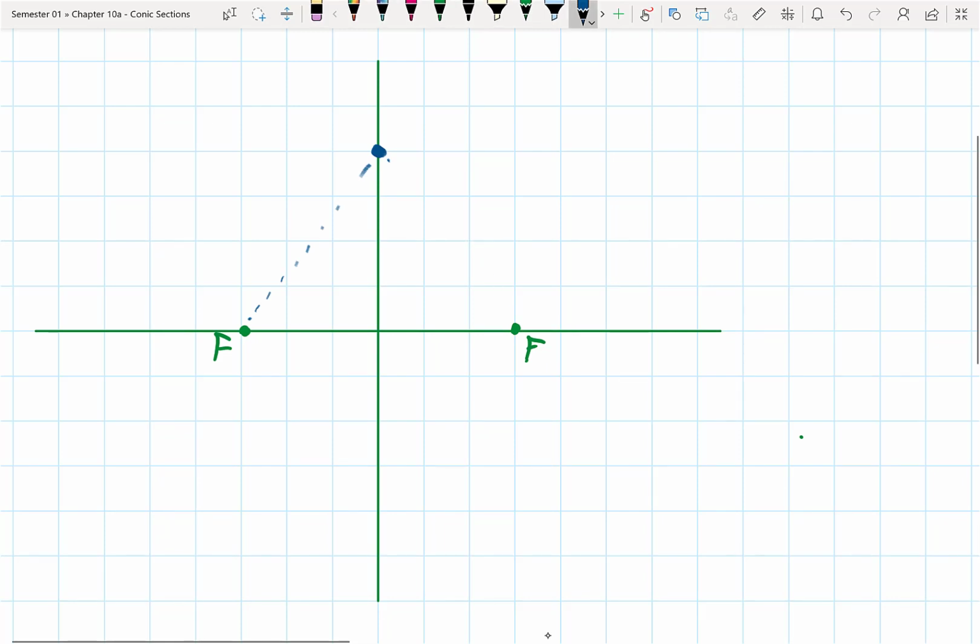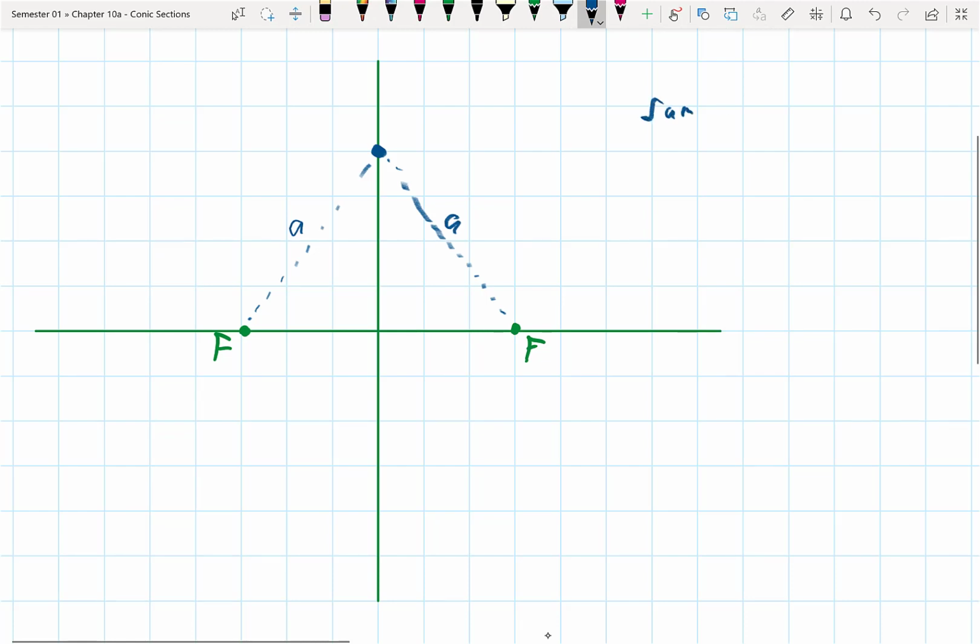In fact, the way I've gridded this out, you can actually figure out what those distances are, but I don't want you to think in terms of that just yet. We're going to call that distance A, so that the sum of the distances is equal to 2A.